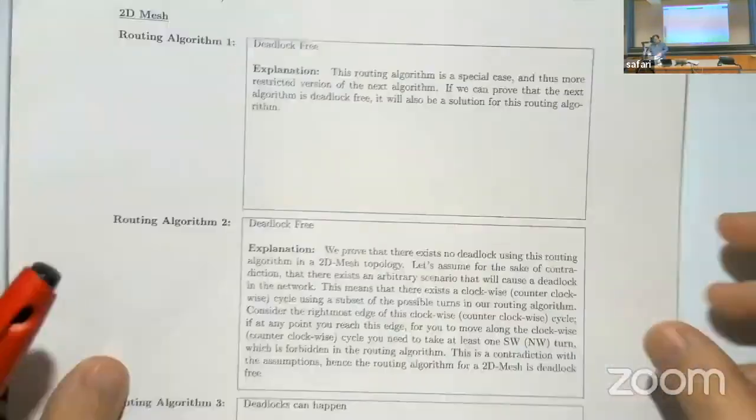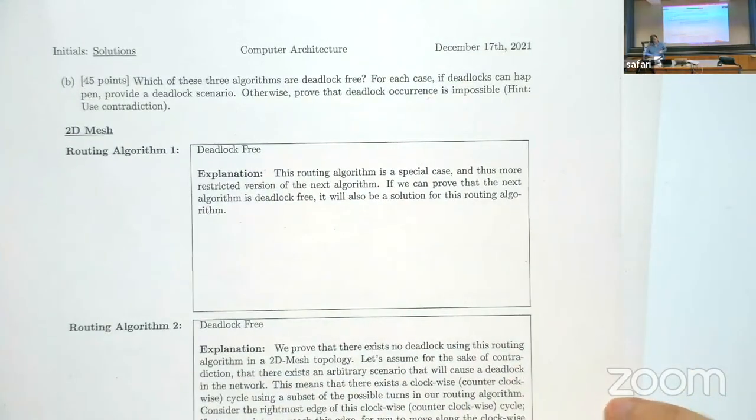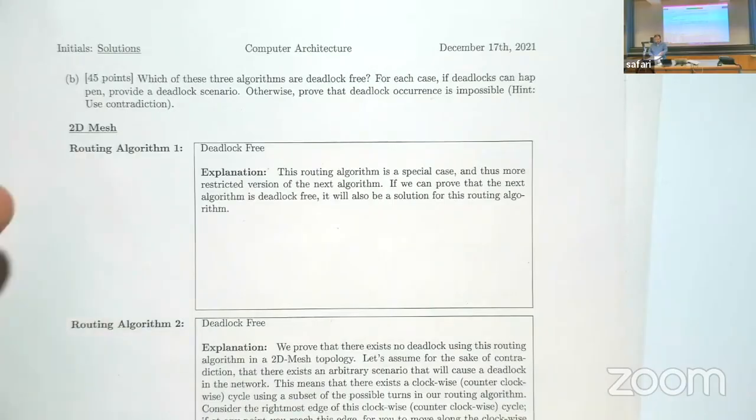So the next part of this question is about deadlock free. I guess you're all aware of the deadlock. Basically, whenever you have some circular dependence in your network and packets cannot proceed anymore, we are in a deadlock position. We are asking that for each topology and each routing algorithm, you need to prove that it is deadlock free or that deadlock can happen.